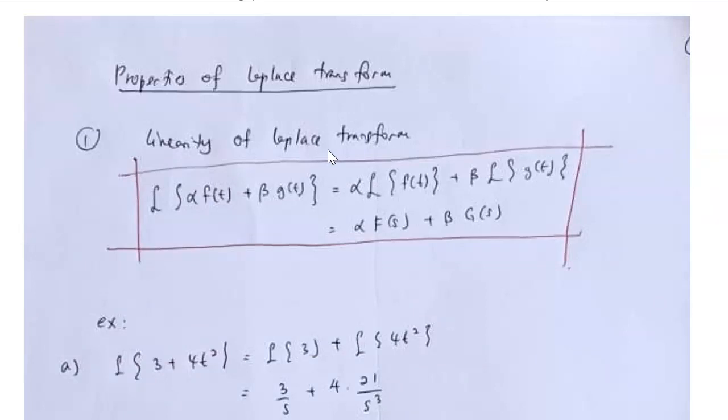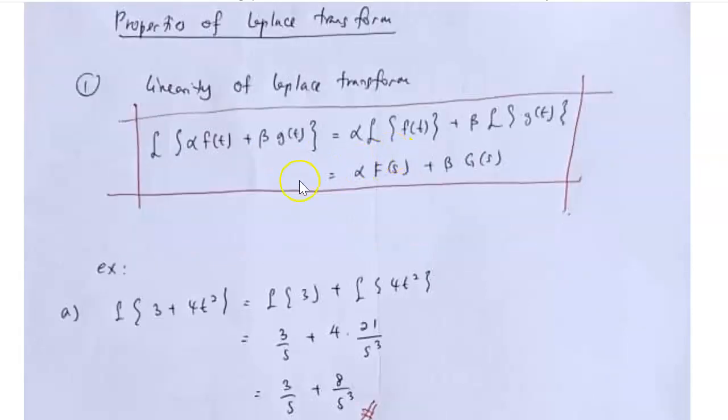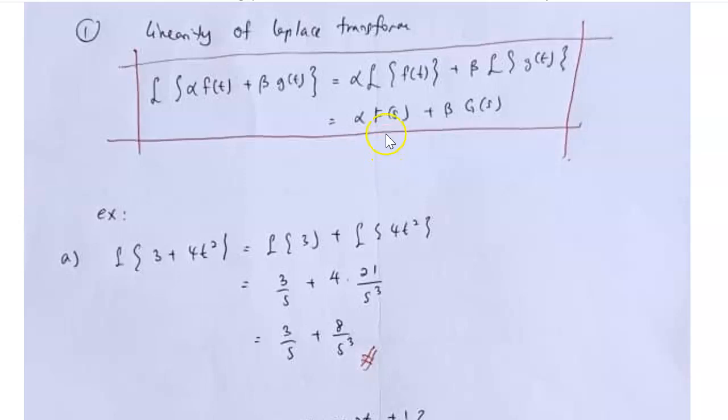Alright, then we go to the properties of Laplace transform. The first one is the linearity of Laplace transform. It means if the question asks you to find the Laplace transform of two functions, alpha f(t) plus beta g(t), then we can separate it as alpha Laplace of f(t) plus beta Laplace of g(t). So your answer will be alpha F(s) plus beta G(s).